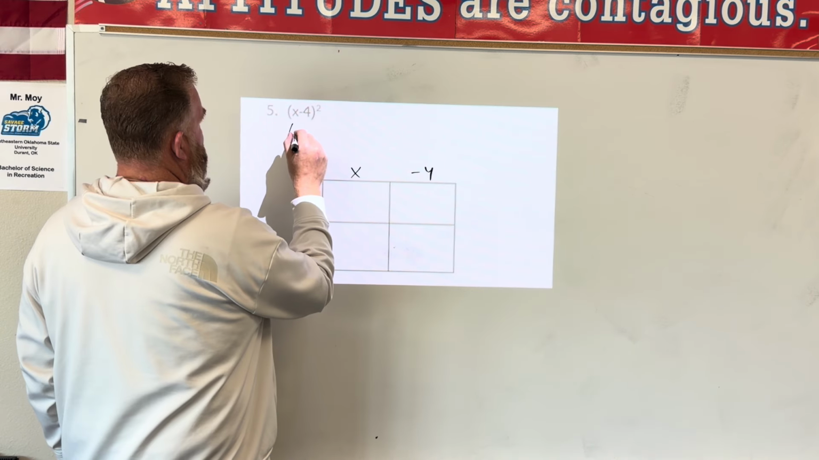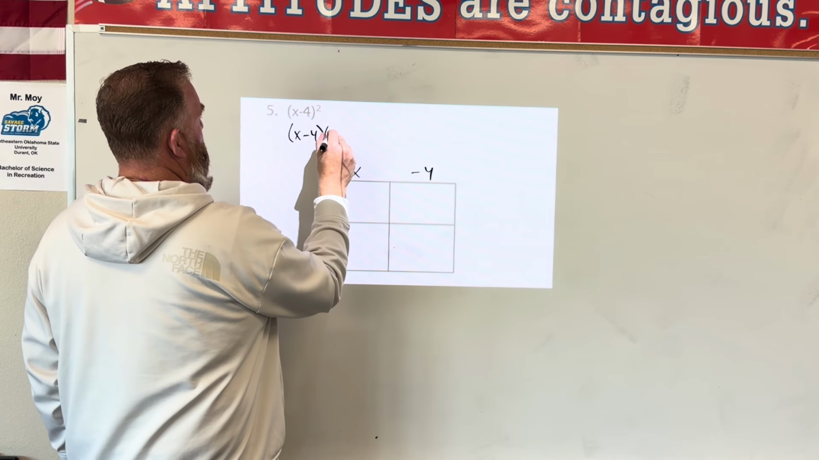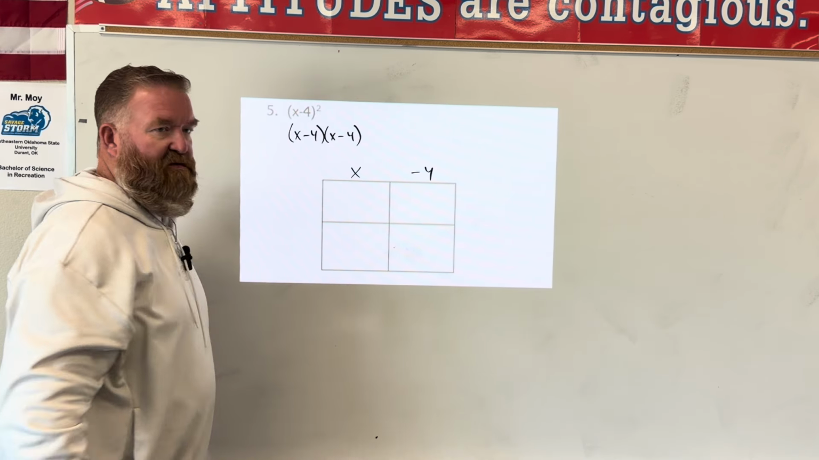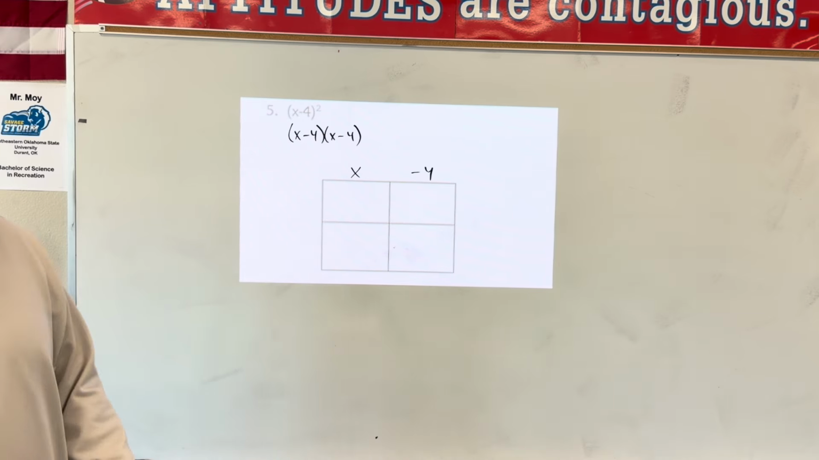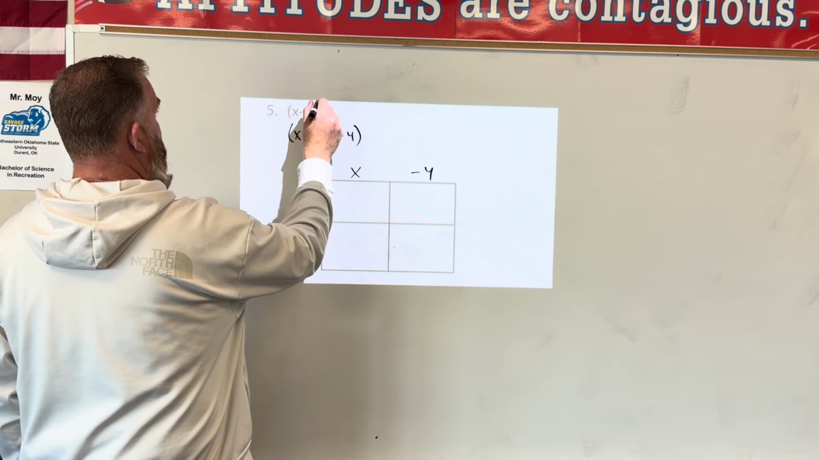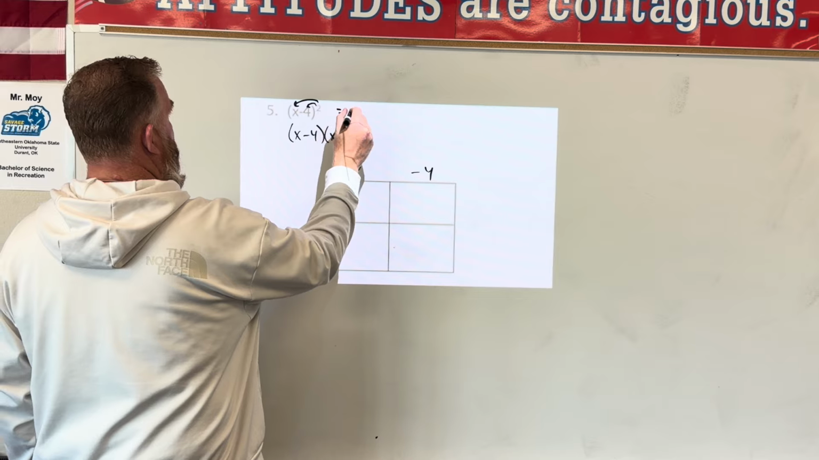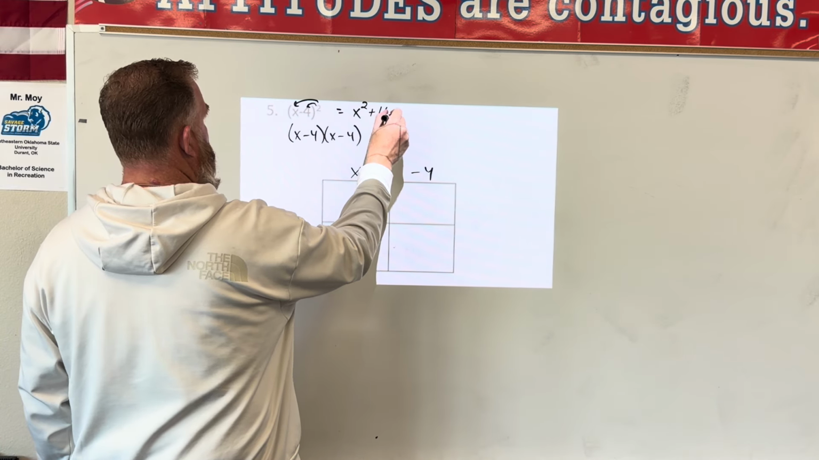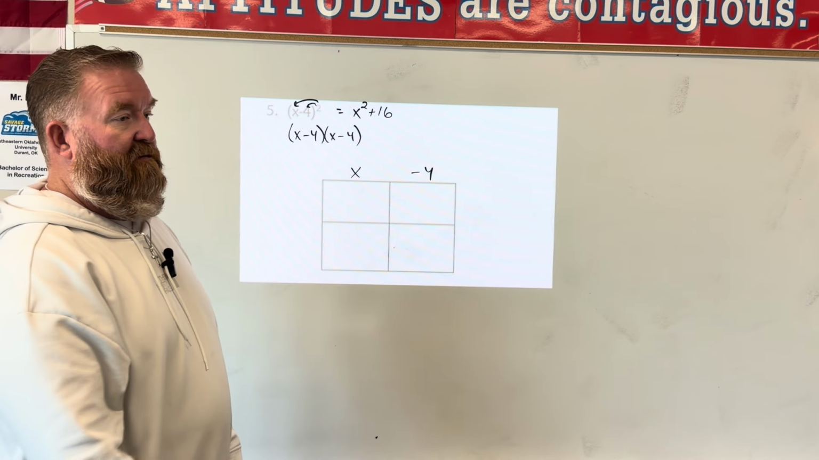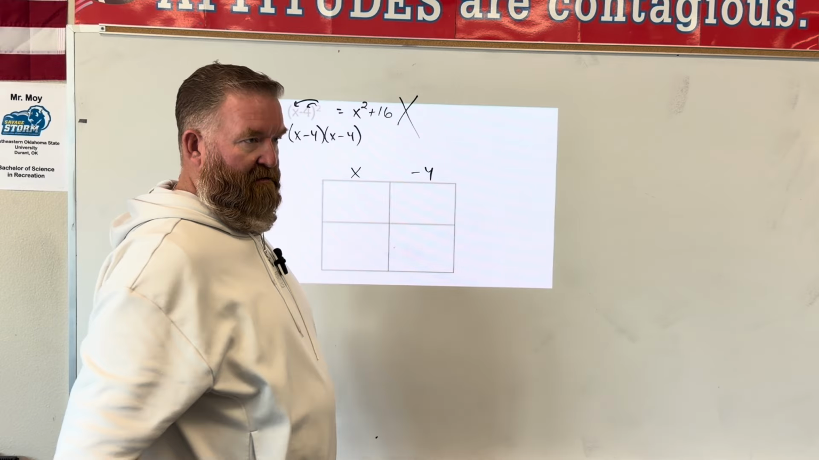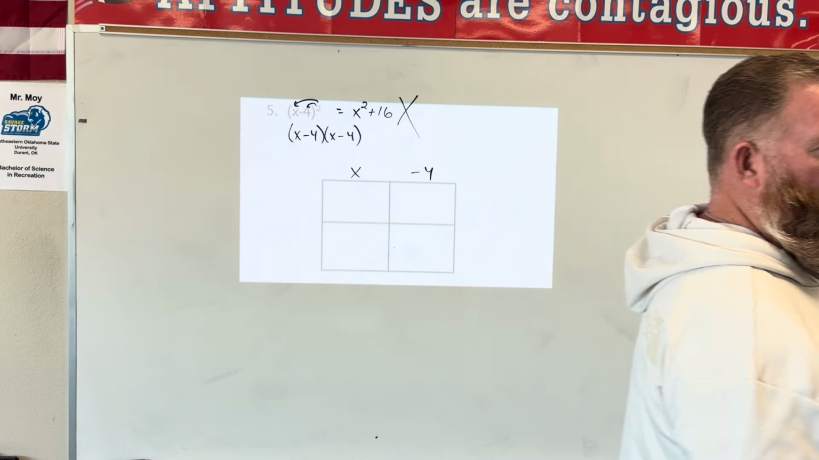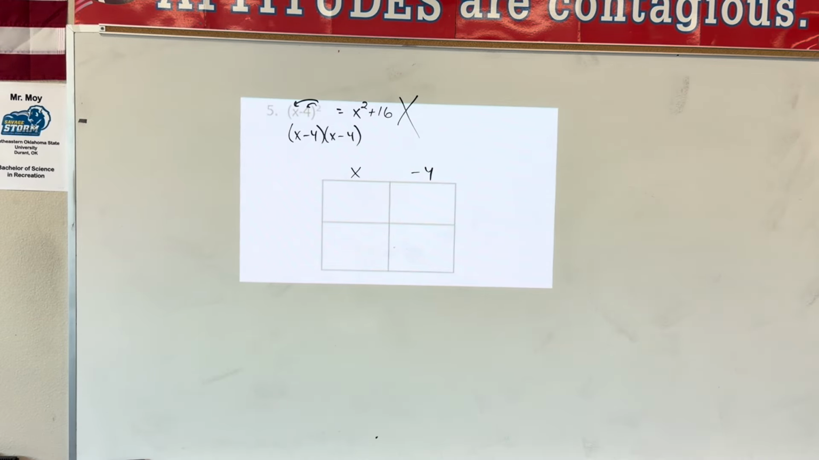This is the exact same thing as doing (x minus 4)(x minus 4). A lot of people look at this, I promise you, and they say, oh, my answer is x squared plus 16. No, it's not. That is not right. Okay, go ahead and multiply that box. Go. Hey, we're almost done. Stay focused for me.